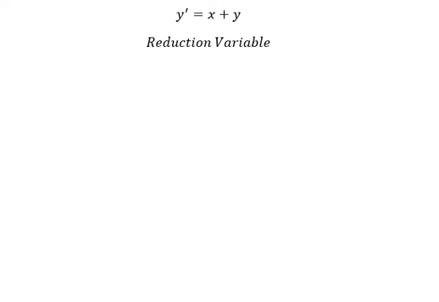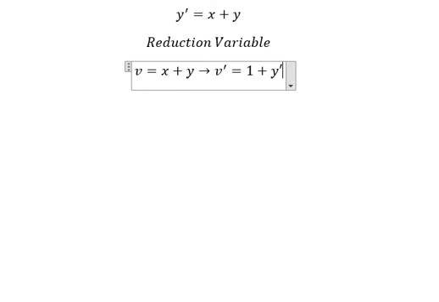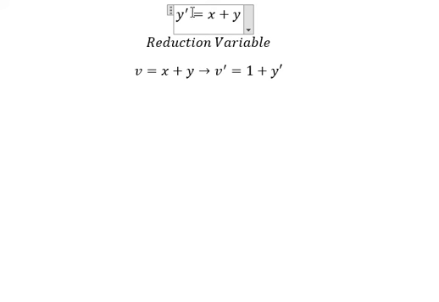So I will put v equal to x plus y. So if we take the first derivative of both sides, we have the first derivative of v. We take the first derivative of x, you get one. We take the first derivative of y, you get the first derivative of y. So this one, we need to add number one. Later, we need to minus number one in here.